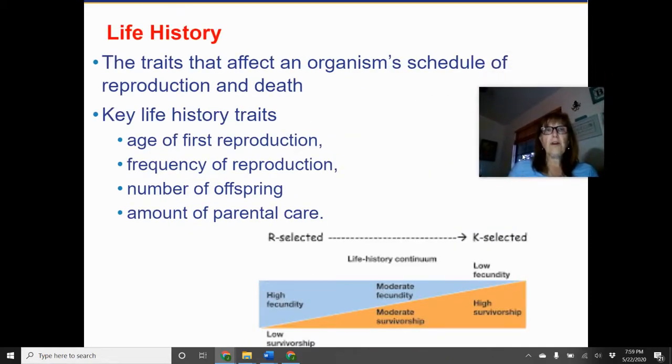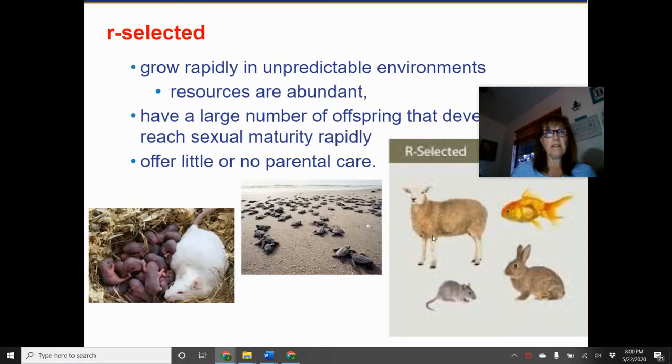So let's talk a little bit about life history. Life history is looking at the traits that affect an organism's schedule of being able to reproduce and then their death rate. And so key life history traits depend upon the age at which individuals in a population reproduce, the frequency at which individuals in that population reproduce, the number of offspring that individuals in that population produce, and the amount of parental care. And so we're going to look a little bit here at R-selected species and K-selected species.